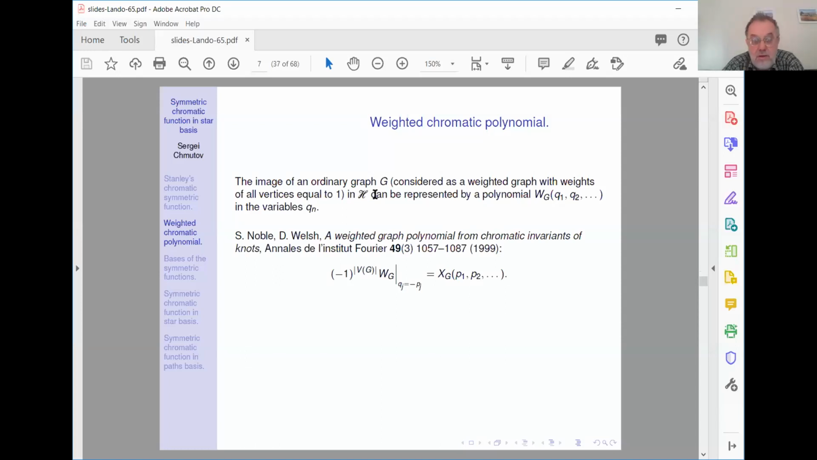Later on, Noble and Welch observed that if you take our weighted polynomial and, instead of variable q, plug in negative p sub j for each of them, so basically make a little change of variables and multiply by the sign of the whole polynomial, then we will get exactly Stanley's symmetric chromatic function.